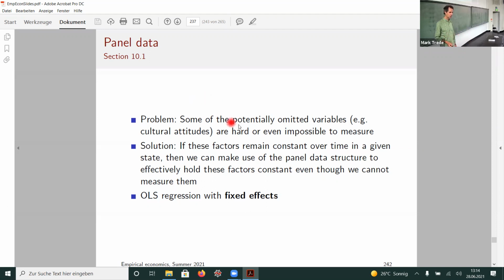Right, so the solution here that we are going to talk about is exactly the idea that over a relatively short time period, some of the variables will not vary within the state. So the cultural attitude is something which is relatively persistent and stable within a state. It does vary over the states, but not over time, at least not over a short time within a state. And this is a property that we can use. And this is called fixed effects regression.